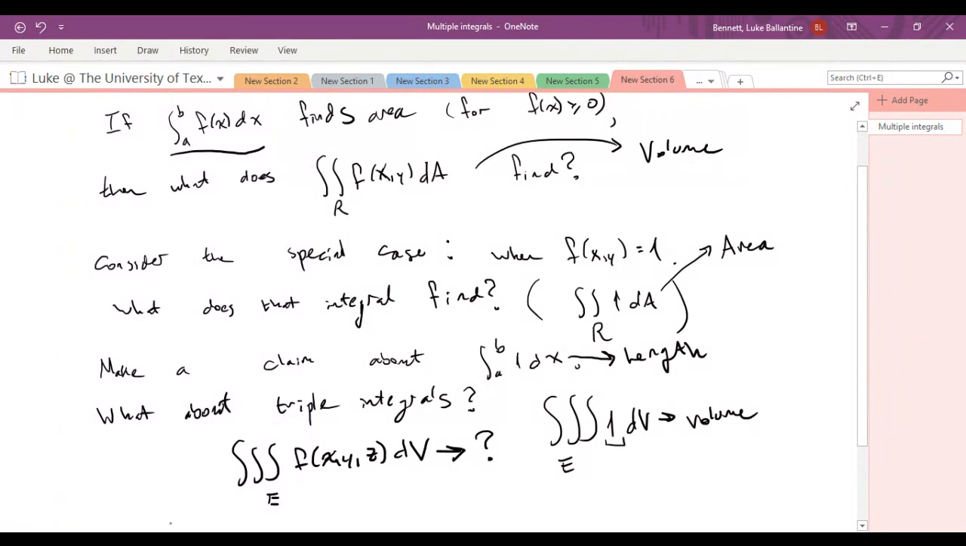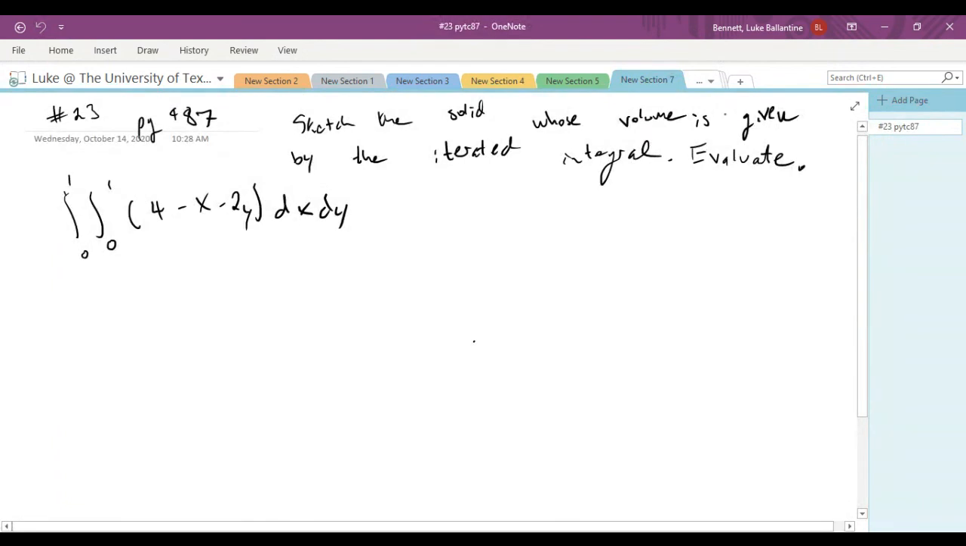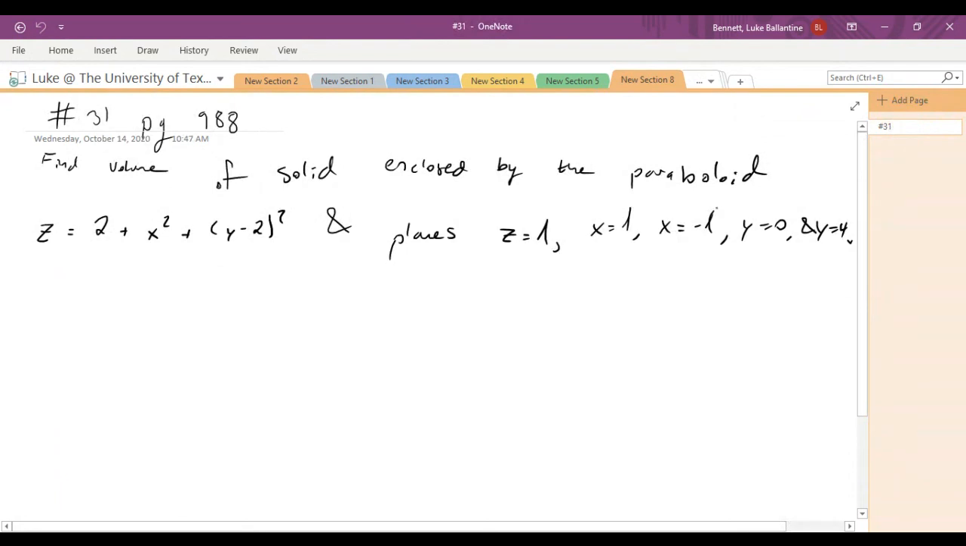And with that, I'm going to close. I'm going to go ahead and show you this problem. You can take a crack at it if you want, or you could try this one as well, but I'm going to do it next time.